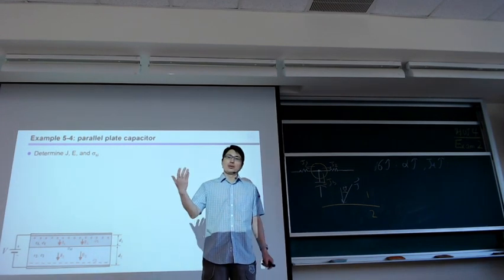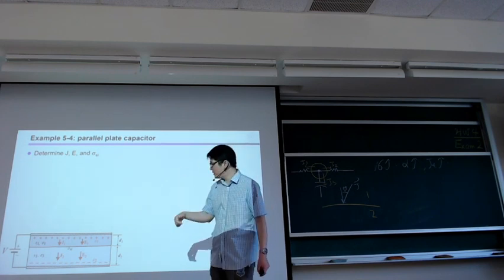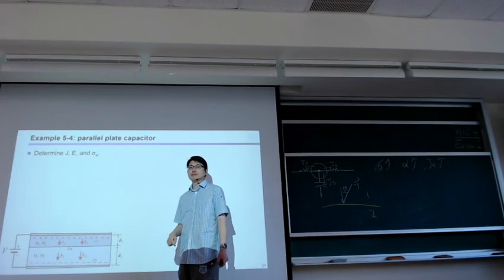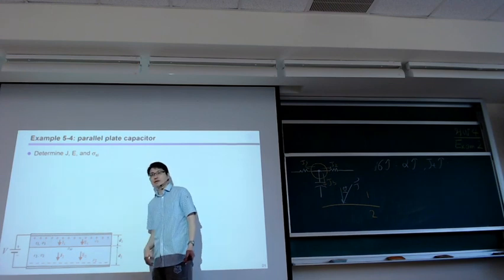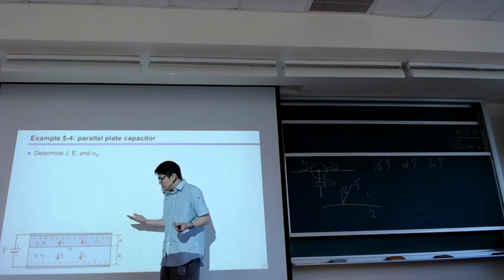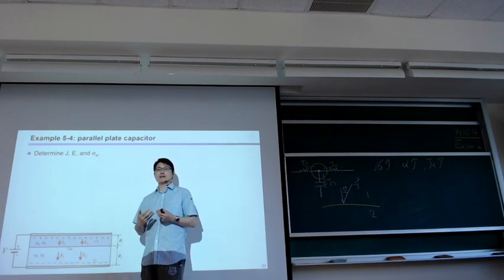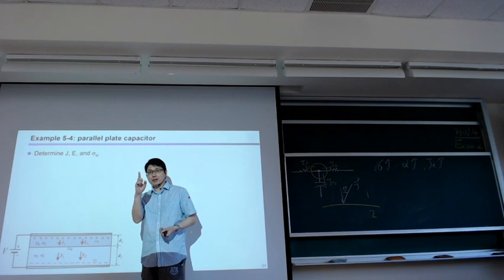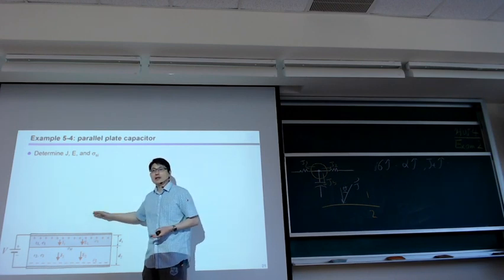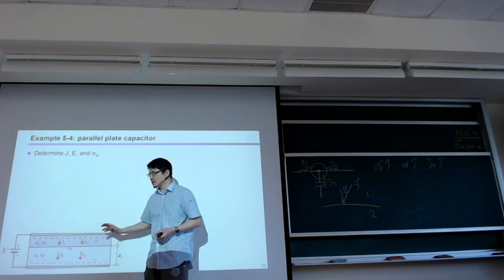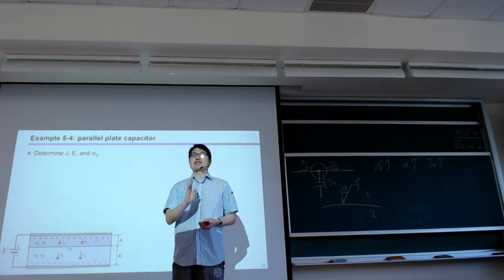Then, are we capable of finding J, the current density, in the two materials, and the E field intensity in the two materials? And is it possible that we actually find the resulting charge densities? Remember, charge densities, I'm using the plural. In this particular geometry or system, how many charge densities do you have?